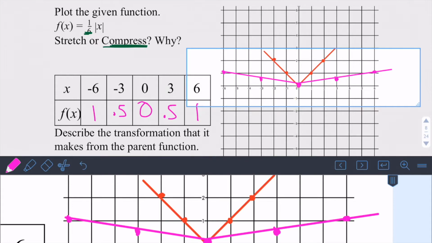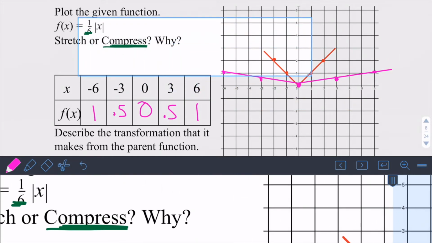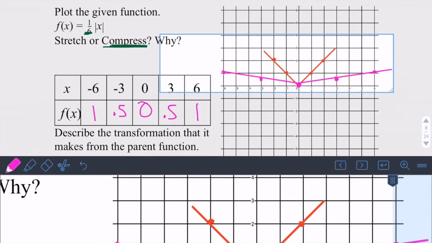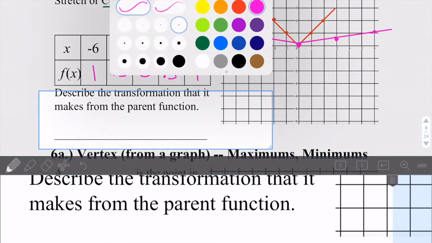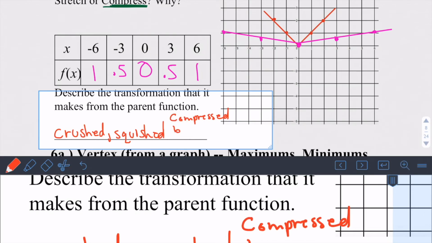We can clearly see that the function has been flattened out from the parent function. Another way to understand that flattening out is that's what we call a compression, because it's squeezing it down. So to describe this, we could say that from the parent function it was crushed, squished, whatever adjective you would like to use to describe it, but the proper mathematical term is to say that it was compressed by a factor of 1/6.